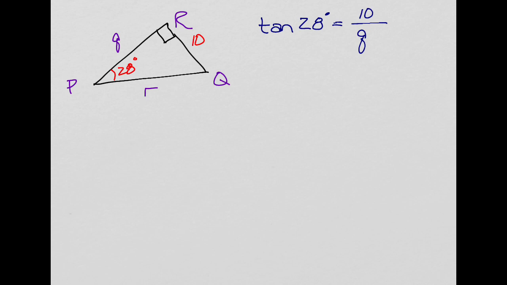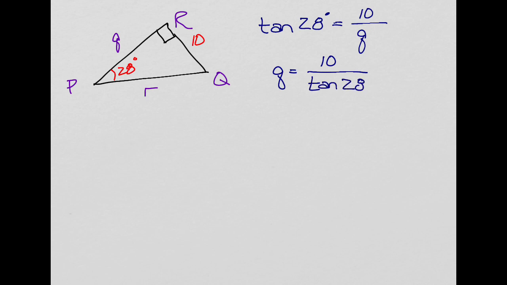I'm going to multiply both sides of my equation here by Q, and then I'm going to divide both sides by tangent of 28. Tangent of 28 is definitely not 0, so we can divide by that with no problem, which puts me here. Q equals 10 over tangent of 28 degrees.